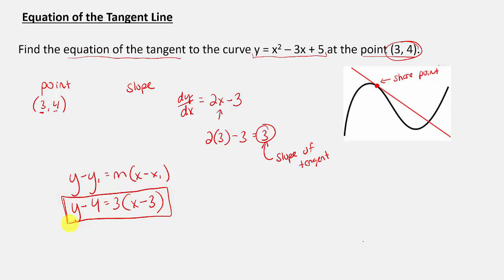Because it didn't ask for a specific form, I can leave it like that. That's point-slope form. If it had asked me for a specific form like slope-intercept form, I could have distributed this 3 and moved the 4 and gotten it in that form. But for us, we're going to start with point-slope form, and if we're not asked for a specific form, we're just going to leave it like that. We don't have to worry about changing it or moving anything, okay?